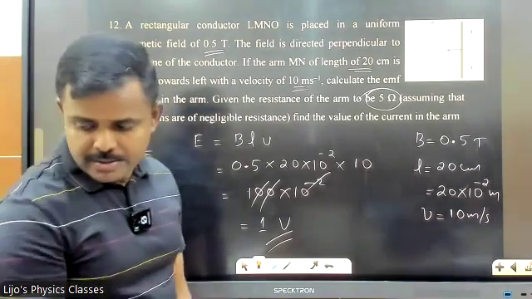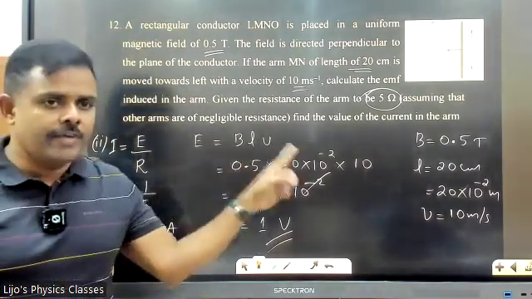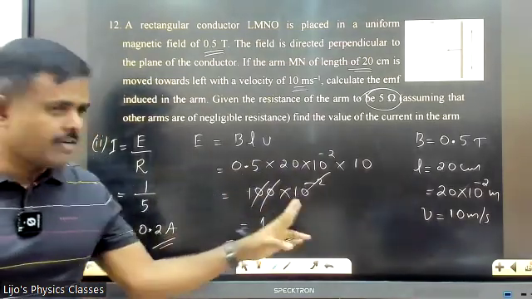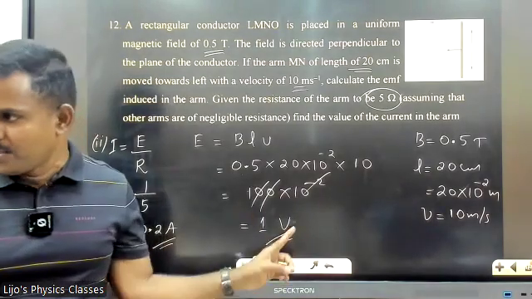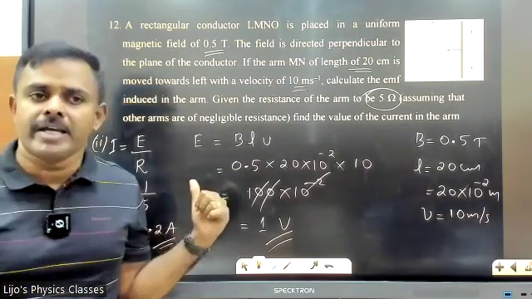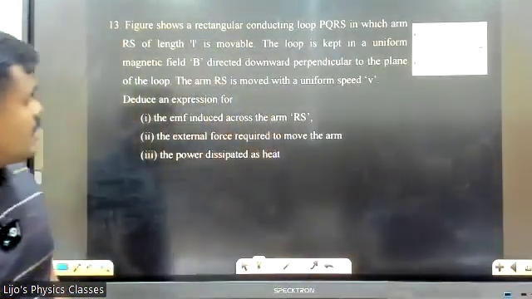EMF is given by BLV. B is given, length is given, velocity is given. And I put the values, I get it as 1 volt. And if I want to find the current, I take Ohm's law, EMF by resistance. Correct. All right.